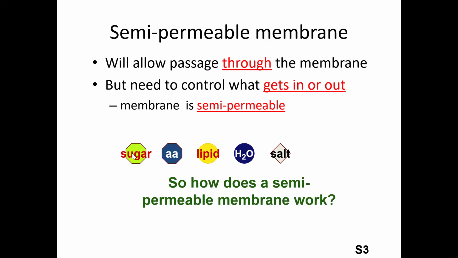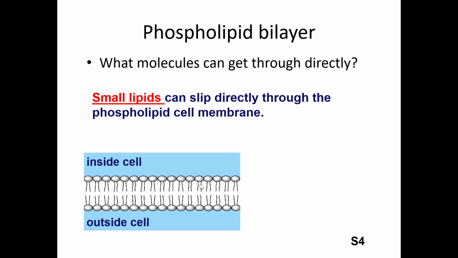Look at it. Examples: we have sugar. AA here stands for amino acids, then lipids, water, and salt. So now we are going to see how this semi-permeable membrane works. This is the phospholipid bilayer. When we say phospholipid bilayer, this is one layer and this is one layer. So it is now a phospholipid bilayer.